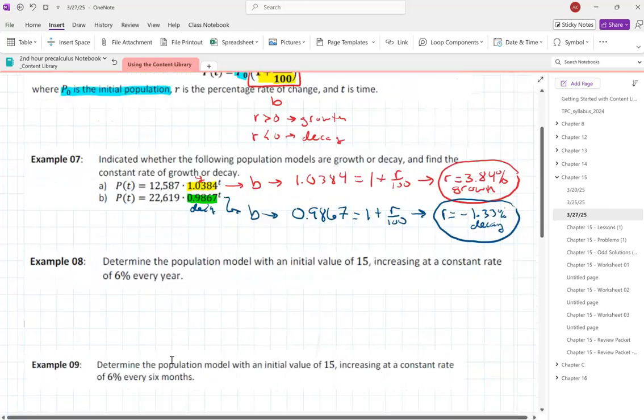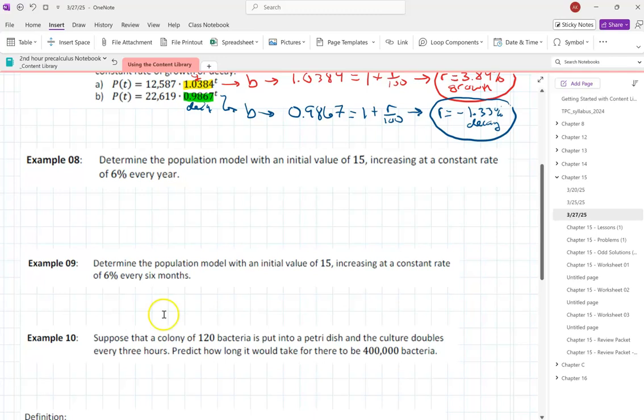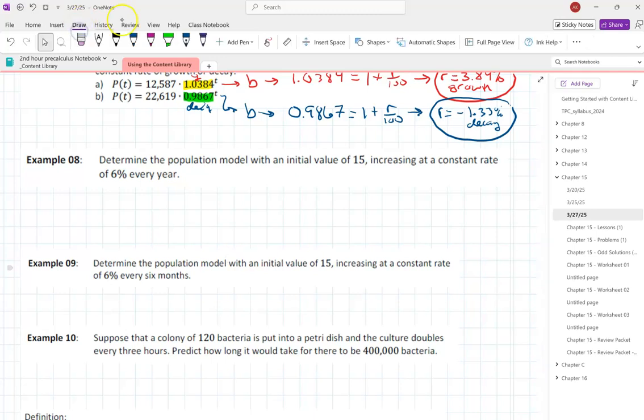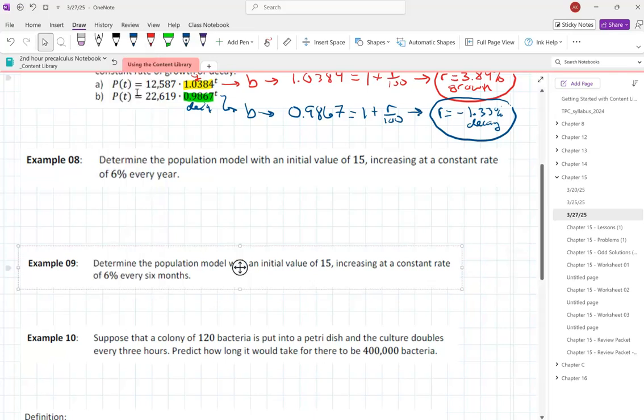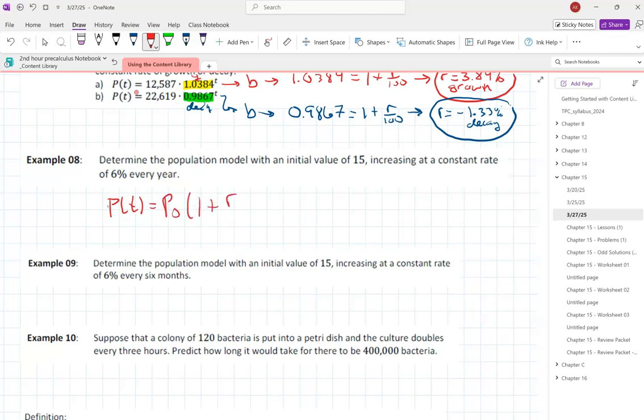All right. It says determine the population model with an initial value of 15, increasing at a constant rate of 6% per year. So I want a population model, so I'm going to be using that model we were looking at the start of class. So that's what I'm writing.